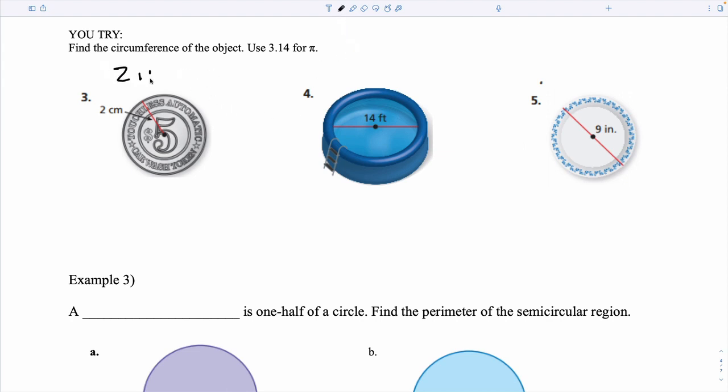Before you get the answer on these, or if you need to go back, I want you to rewrite the formula every time you do these problems. 2 pi r is what I'm using for this one. Pi times d is what I'm using for this one. Pi times d is what I'm using for this one. Now plug in your numbers.